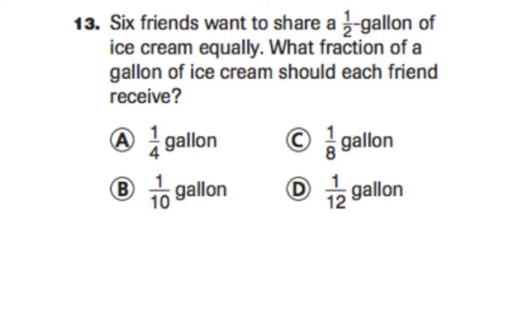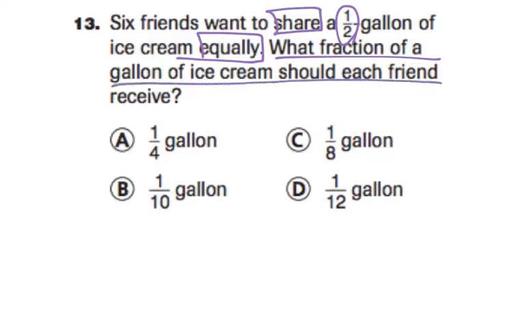Okay, now we have number 13. 6 friends want to share a 1/2 gallon of ice cream equally. Oh, they want to share. Look at that little keyword. They want to share it equally. What fraction of a gallon of ice cream should each friend receive? Okay, remember, we're talking about sharing equally, evenly. This is a division problem.